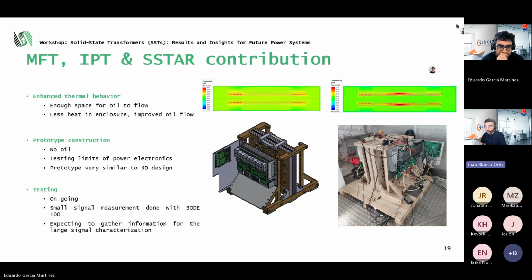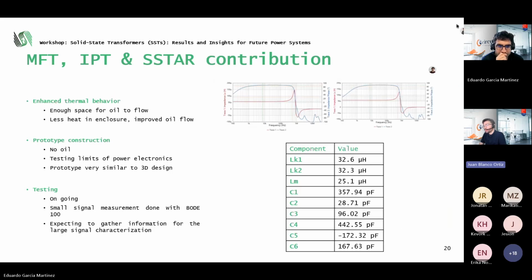Right now we are with the testing. We have made the small signal measurements done with the equipment Bode 100. And we are expecting to gather more information for the large signal characterization when we start to move more power with the system. Here you can see some of the plots of the Bode 100, and then all the elements of the model, the capacitors and the magnetizing and leakage inductance that we have obtained with those small signal measurements. And with that, we can continue with Eduardo.